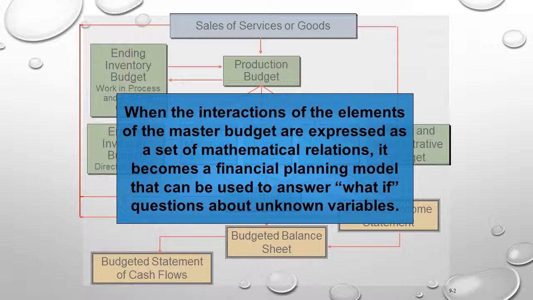Then the model is run on a computer many times to determine the impact of different combinations of these unknown variables. What-if questions can be answered about such unknown variables as inflation, interest rates, the value of the dollar, demand, competitors' actions, union demands, forthcoming wage negotiations, and a host of other factors. The widespread availability of personal computers and electronic spreadsheet software has made financial planning models a more common management tool.